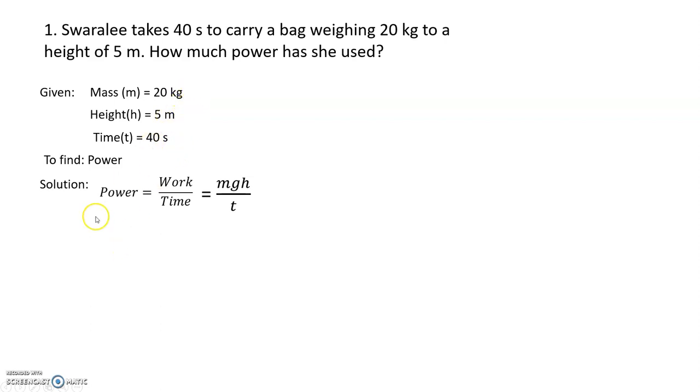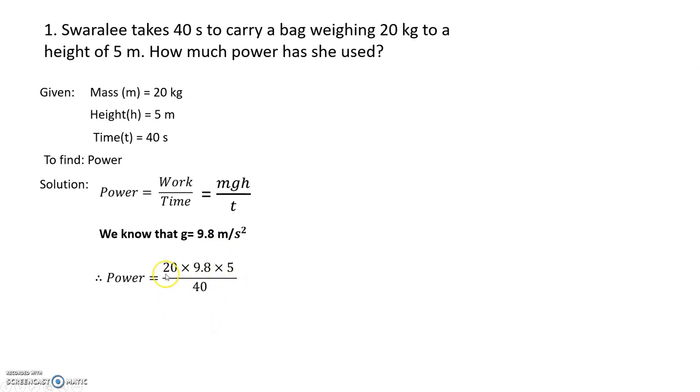We can substitute the values. Now power, we do not know, we'll keep it as it is. M we know, h we know, time we know. But what's the value of g? We know that g is equal to 9.8 meter per second square. So now let's substitute the values. Power is equal to 20 into 9.8 into 5 upon 40.